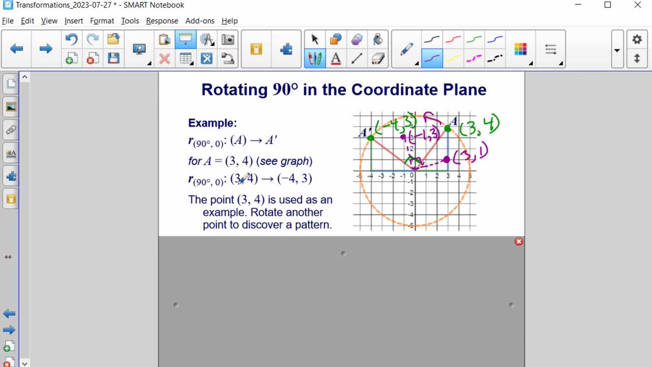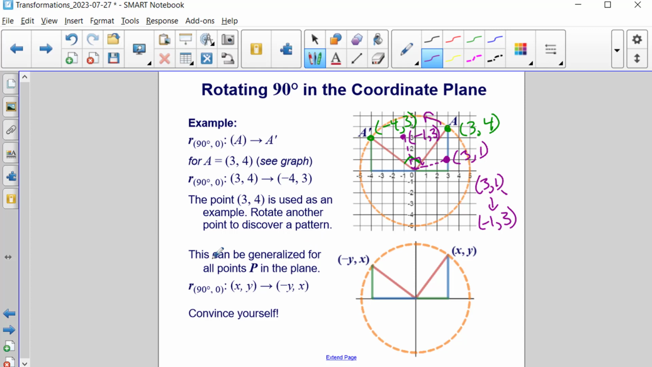So we went from 3, 4 to -4, 3. We also went from 3, 1 to -1, 3. Can you figure out the pattern? Take a moment to pause this video and think about it, and when you're done, unpause it.